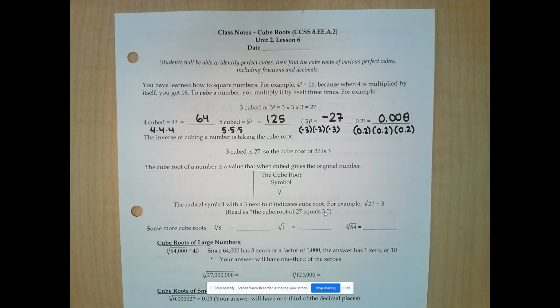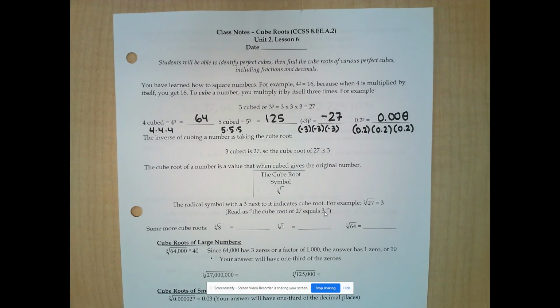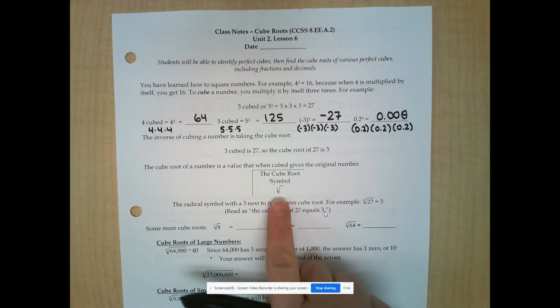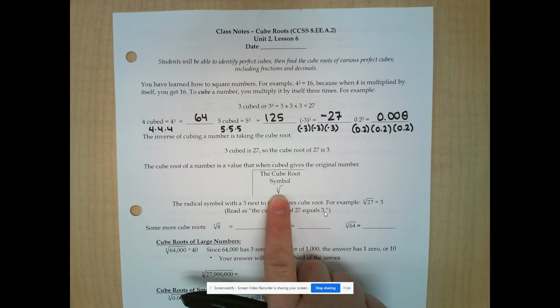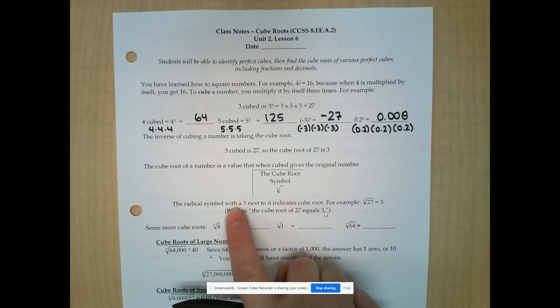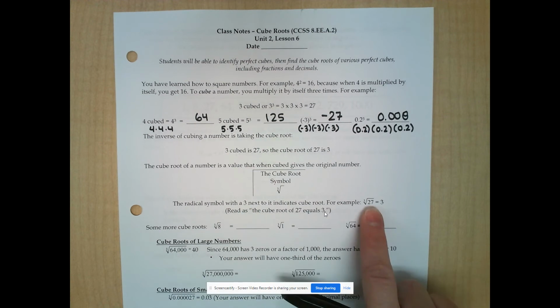3 cubed is 27. So the inverse of that, or the cube root of 27, would bring you back to 3. So the cube root symbol looks just like the square root symbol, except there's a little 3 in the crook, okay? So the radical symbol with the small 3 next to it means cube root, or you would say the cube root of 27 is 3. Notice the answer is not under the radical anymore.